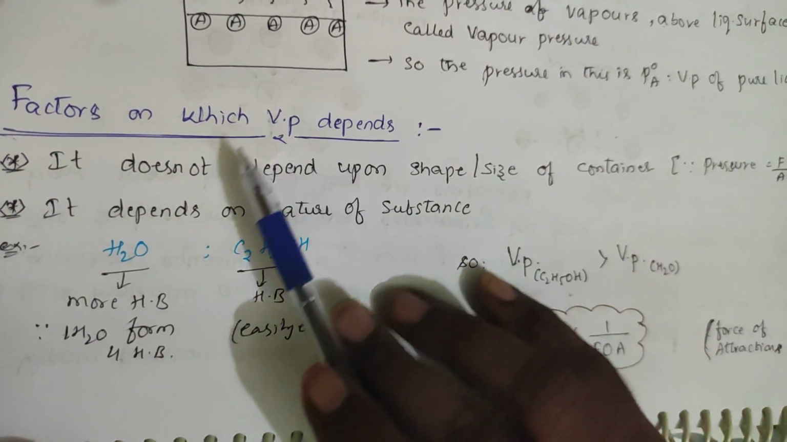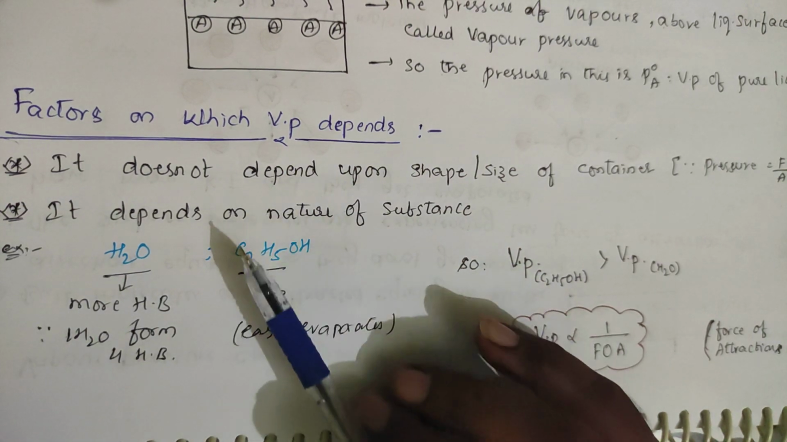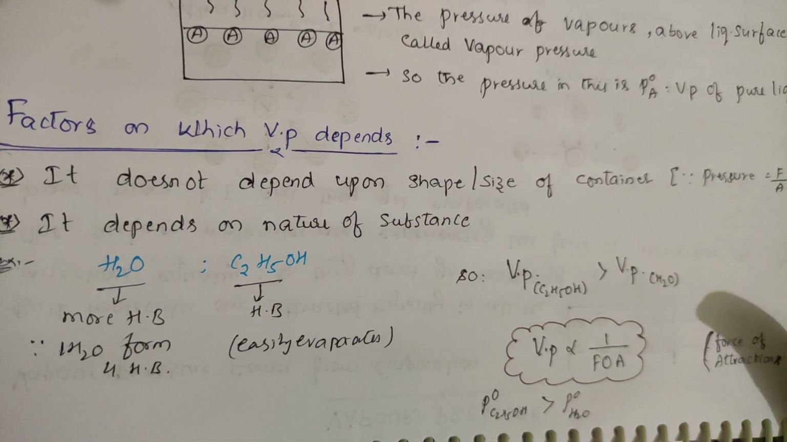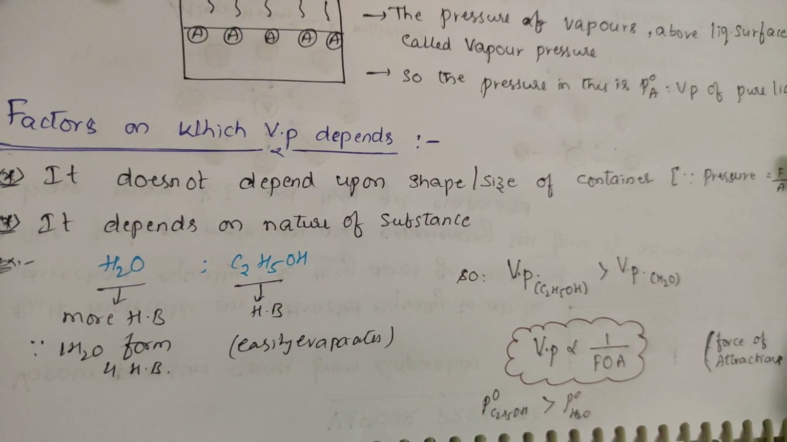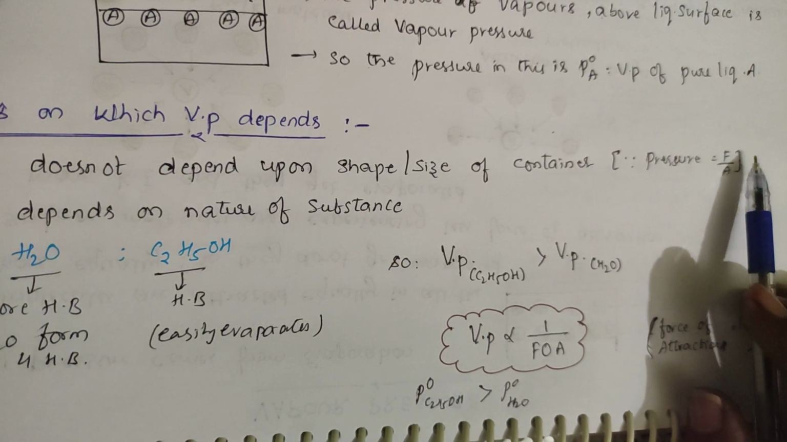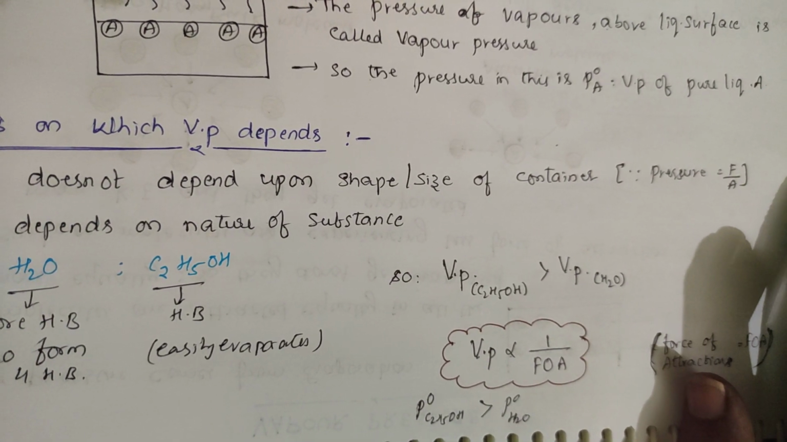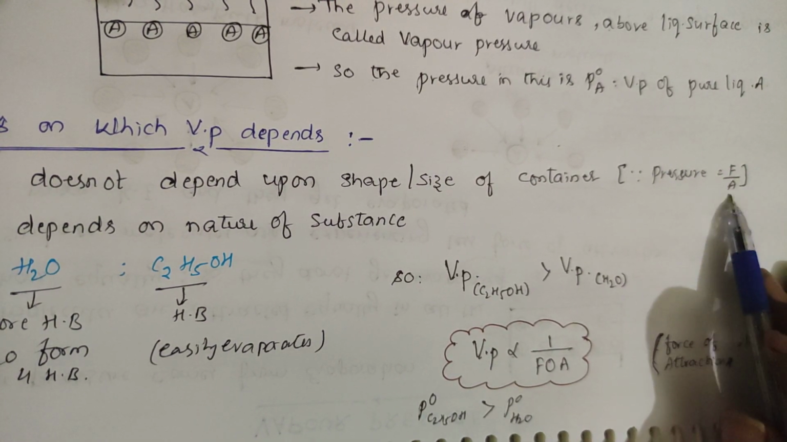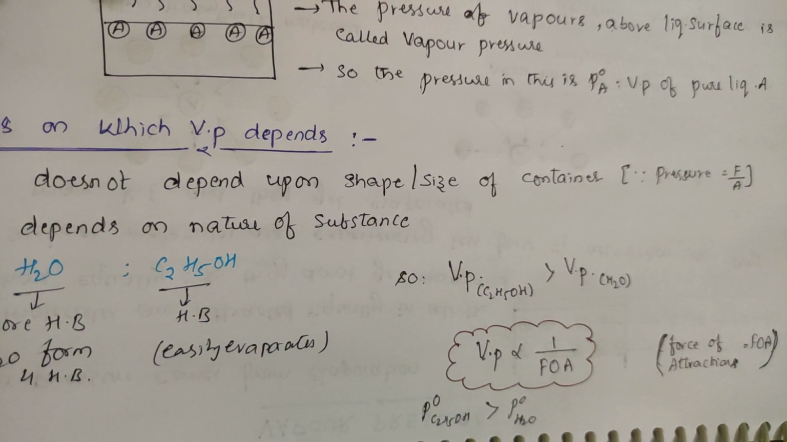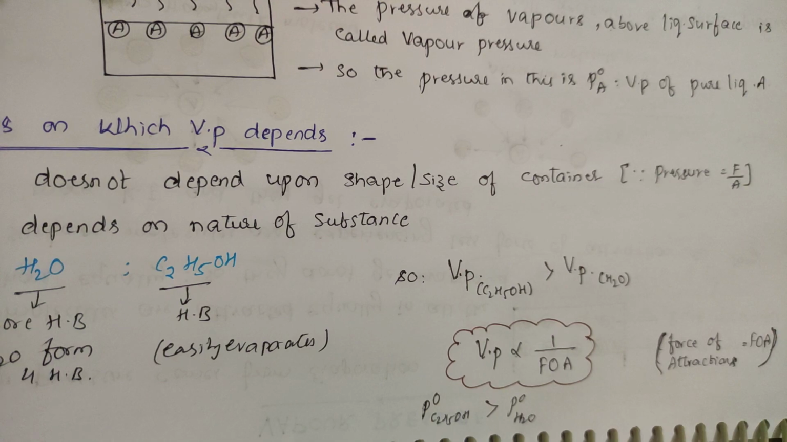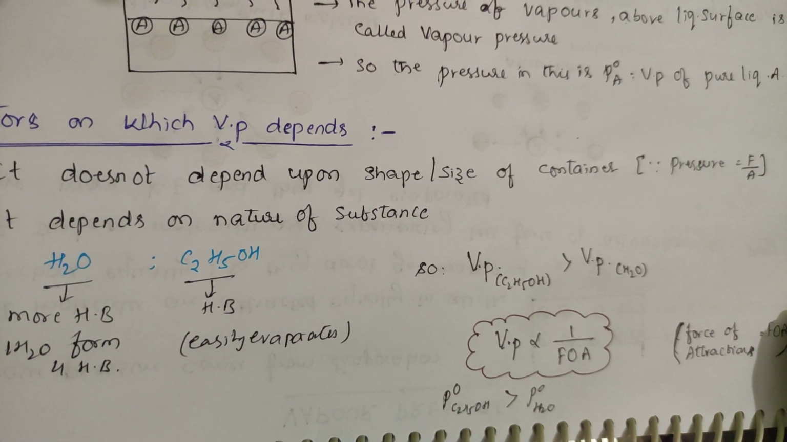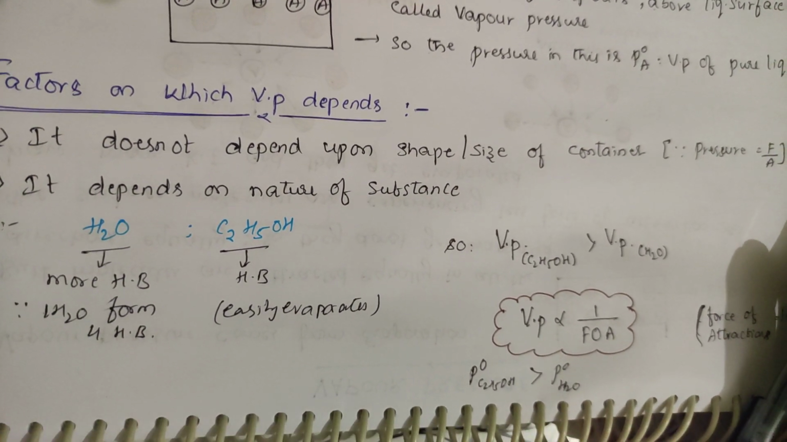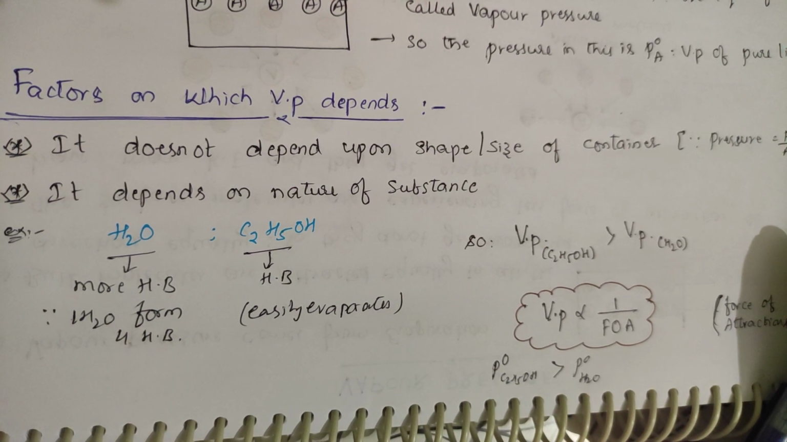Now let us discuss the factors which affect the vapor pressure. It doesn't depend upon the shape or size of the container. Even if the container is very large, it doesn't matter, because pressure is an intensive property. It doesn't depend upon the amount of substance, as we learnt in thermodynamics. Pressure is force acting on unit area. Even if you increase the container, the force acting on unit area will be the same. Even though the number of particles evaporating may change, the pressure will be the same. So vapor pressure does not depend upon the shape or size of the container.